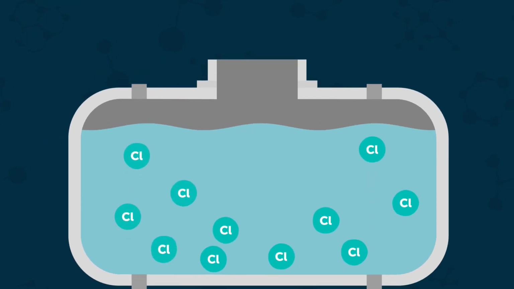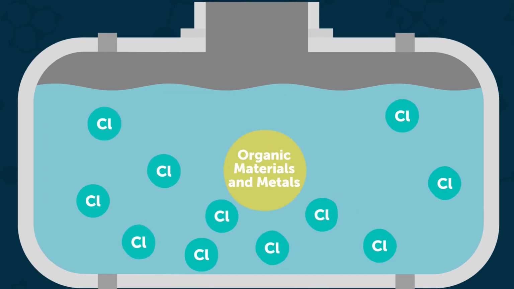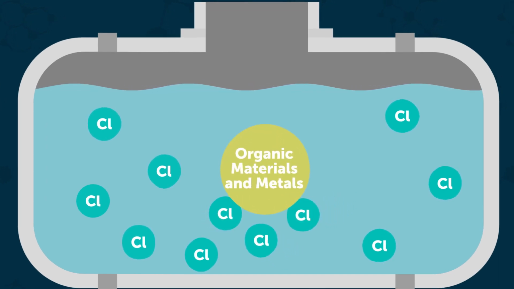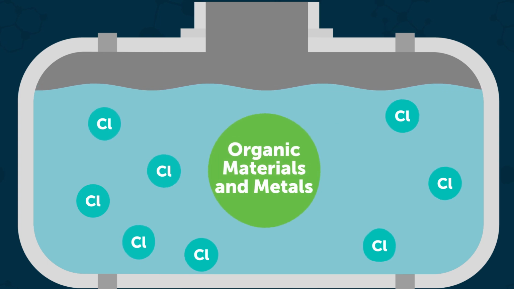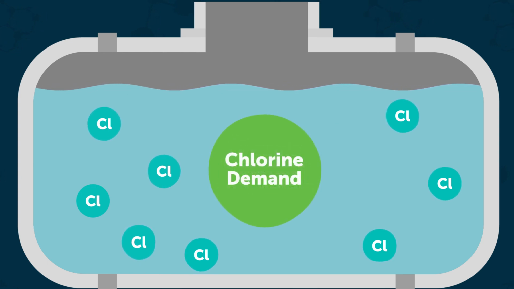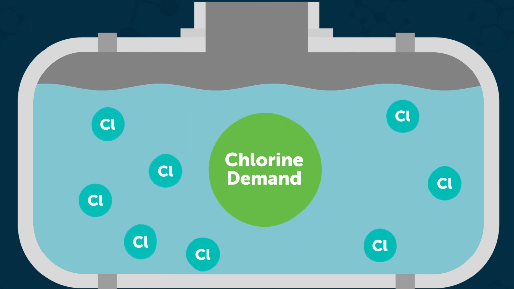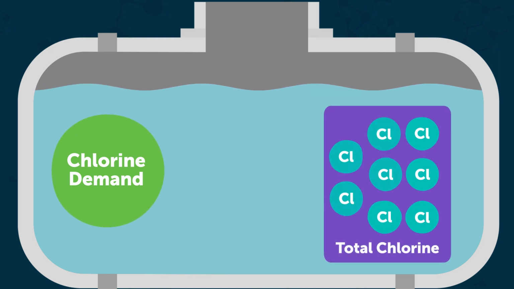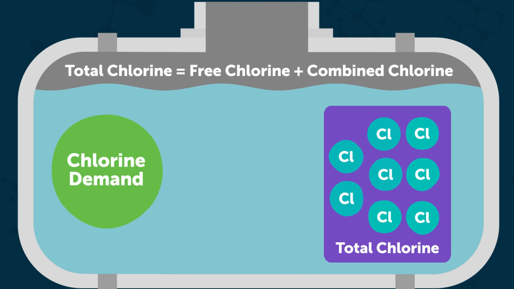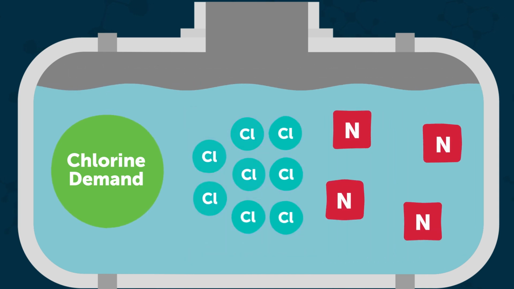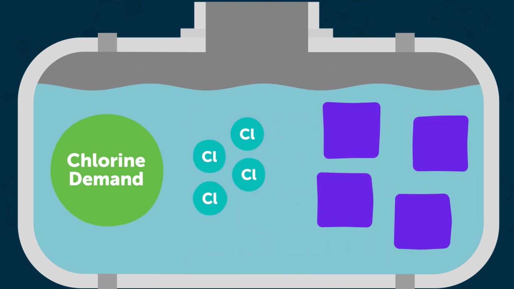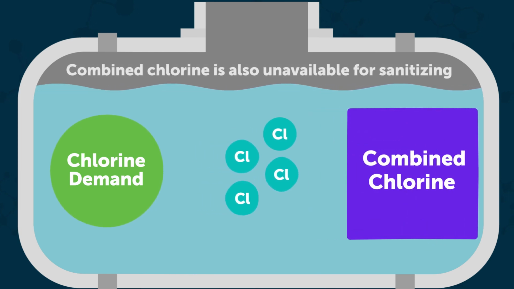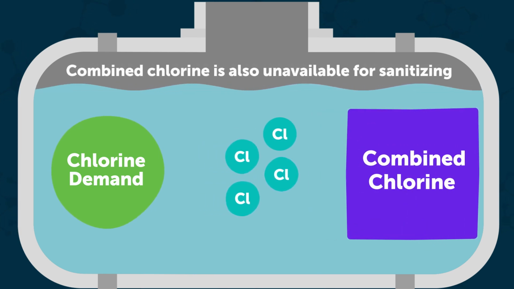When initially adding chlorine to water, some of the chlorine reacts with compounds such as organic and inorganic materials in the water and becomes consumed. This reaction, known as the chlorine demand, is a measure of how much chlorine is used up before sanitation can occur. The chlorine remaining after the chlorine demand is called total chlorine and is equal to free and combined chlorine. Combined chlorine refers to the chlorine that reacts with nitrogen in the water. Combined chlorine is also unavailable for sanitizing.